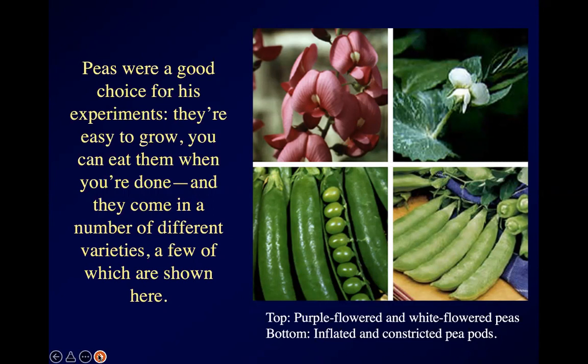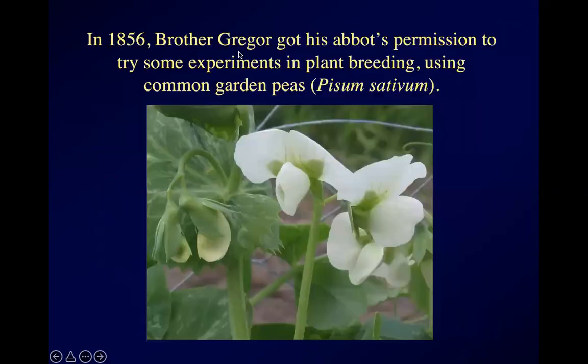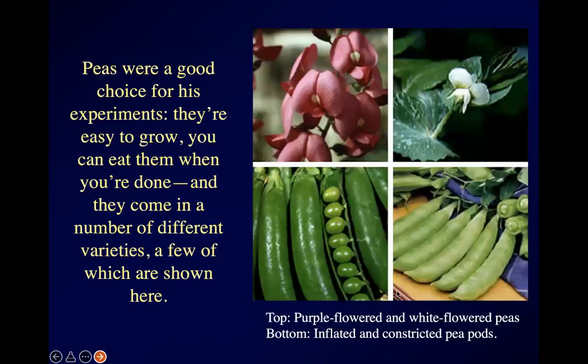To the right, other varieties of pea have pods that are constricted, meaning that they fit the seeds much more tightly, and you have these little bumps and valleys on the pod. There are varieties of peas that grow tall and varieties of peas that are dwarf. There are varieties of peas where the pods are green when they're mature, and others where the pods turn yellow, and so on. There's lots of different pea varieties out there.